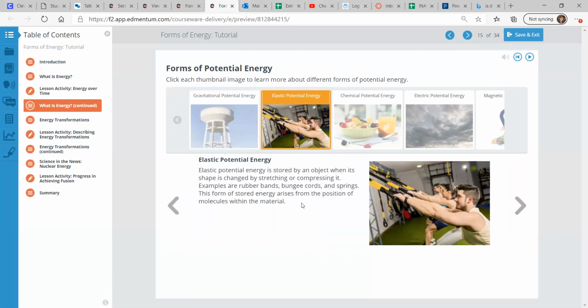Then we have elastic potential energy. Elastic potential energy is stored by an object when its shape is changed by stretching or compressing it. Examples are rubber bands, bungee cords, and springs. This form of stored energy arises from the position of molecules within the material.